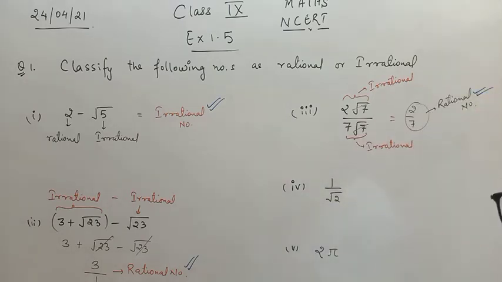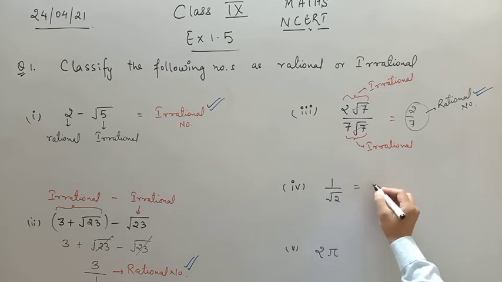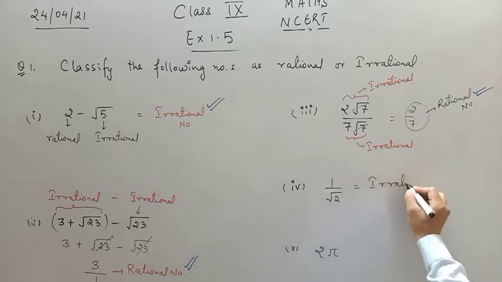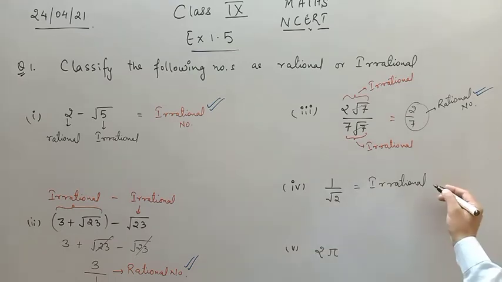Now 1 upon root 2, this is irrational. This is irrational because root 2 is an irrational number, right? So this is an irrational number.